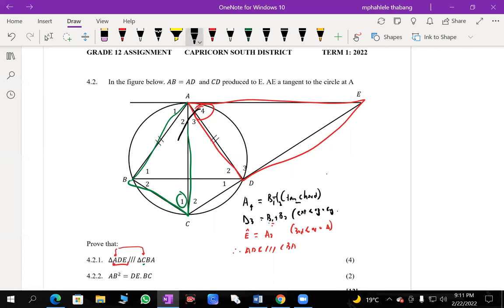A4 equals C1. Your focus is limited to A4 and C1. You just want to show that A4 equals C1. So go to the reasons and start by stating something about A4.